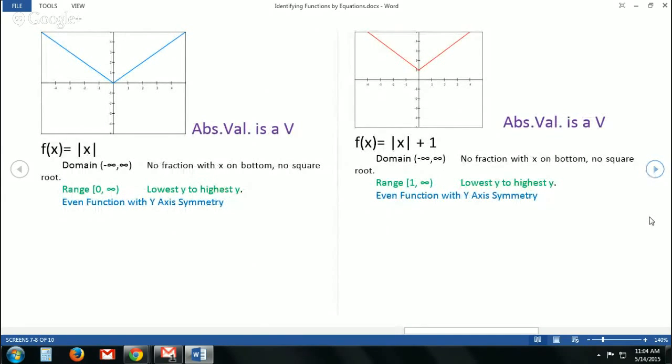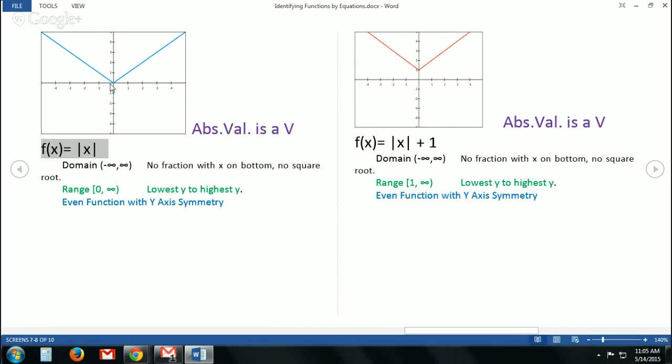The next shape that we have is an absolute value. Whenever you have an absolute value of anything, the shape that you'll get is going to be a V. Absolute value pictures look like a V. Our first one is just absolute value of x. When you look to determine what the domain is, do you have a fraction or a square root? You don't. So the domain is from negative infinity to positive infinity.